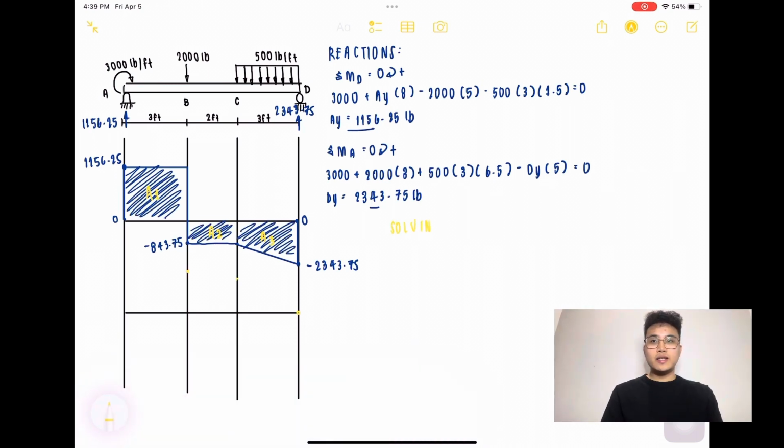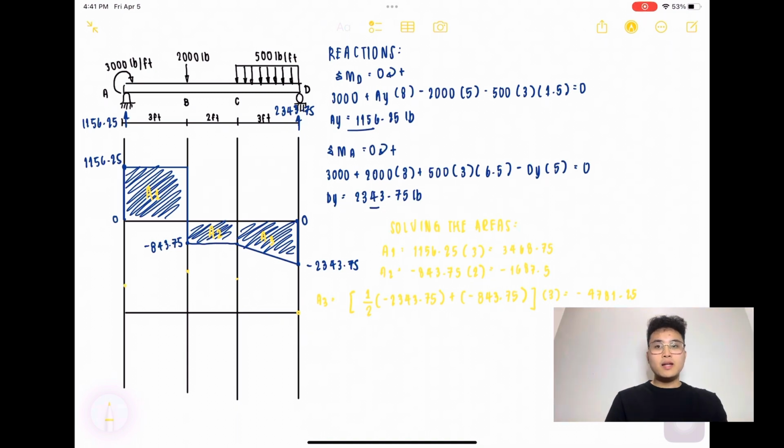Ngayon naman, solve na natin ang mga area per shape. Sa area 1, since rectangle ito, 1,156.25 times 3 equals to 3,468.75. For area 2 naman, meron tayong negative 843.75 times 2 equals to negative 1,687.5. And lastly, for area 3, trapezoid ang shape niya. Kaya 1/2 times the quantity, negative 2,343.75 plus negative 843.75. Then multiply to 3, this will equate to negative 4,781.25. Plot na natin ito sa diagram.